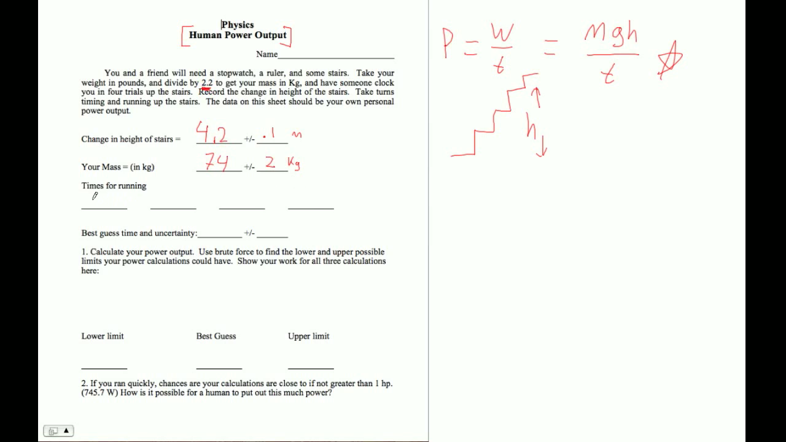Let's suppose I run up those stairs and it takes me 3.12, 3.04, 3.42, and 3.32 seconds. You time me, and that's how long it takes me to do that. My best guess time is going to be the average. So the average is 3.12 plus 3.04 plus 3.42 plus 3.32, all divided by 4. That gives 3.225, so I'm going to say 3.23.